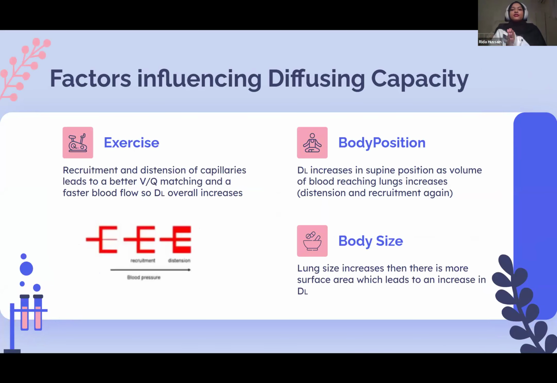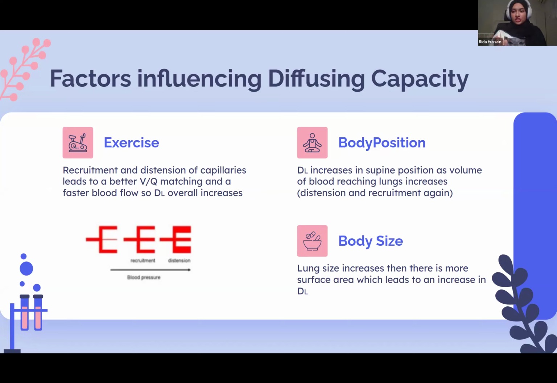What are the factors that can affect diffusing capacity? There are three main factors that cause an effect on diffusing capacity. And if you guys memorize the equation, this is like light work for you. So starting off with exercise, how does exercise affect it? What exercise does is that you need more blood, you need more oxygen, right? So more vessels are recruited. The vessels that are usually collapsed and not carrying that much blood are recruited. And then on top of that, they distend. So what is happening over here? Recruitment and then distension.